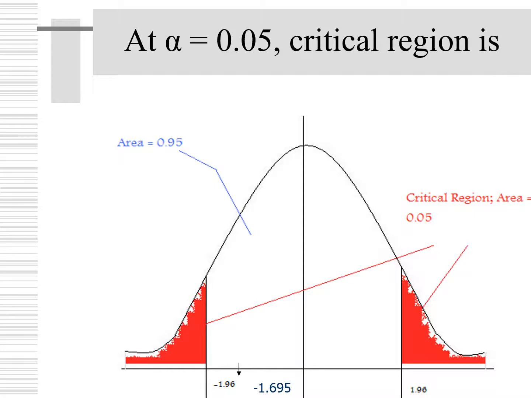For alpha being 0.05, it is assumed, not mentioned earlier. So our critical Z is plus or minus 1.96. If you can see from the graph, minus 1.695 lies within the acceptance region, and thus we would accept H0.